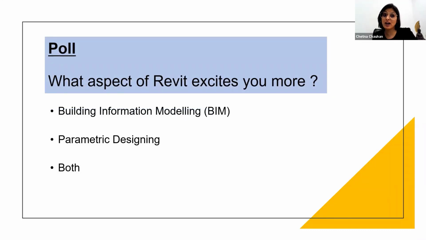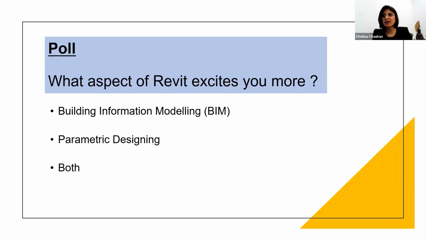So I'm going to give you guys a poll, and just tell me what part of Revit excites you more. Is it BIM? Is it parametric designing? Or is it both? And then there'll be another poll that will ask, do you think BIM and PD, or parametric designing, are mutually exclusive? The poll is on your screens now. If you've understood what I've said, these might be fairly simple questions to answer.